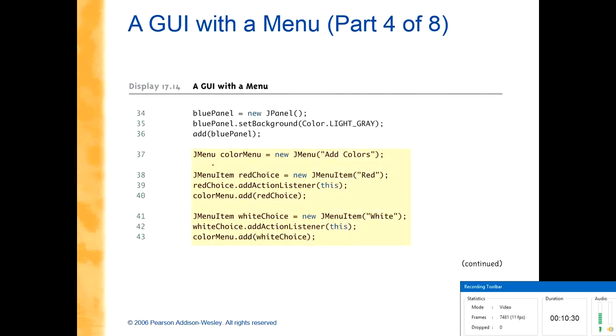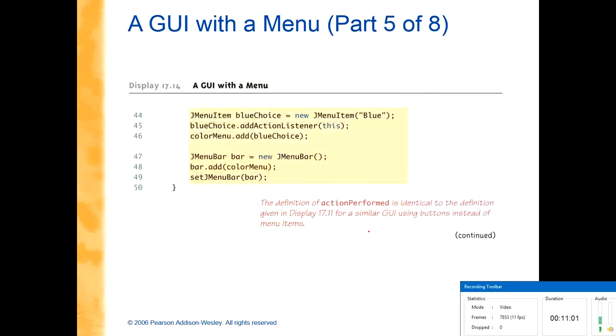Now here comes the menu. So we declare a menu, JMenu, name is color menu, and what will be displayed in that? Add colors. Now we add menu items to it. We have red choice, we have white, we have blue. So to the menu item we add the action listener, and to the menu we add the menu item one by one. So it will be displayed the way we added. So first of all red menu will appear because we added it first, then white, and then blue.